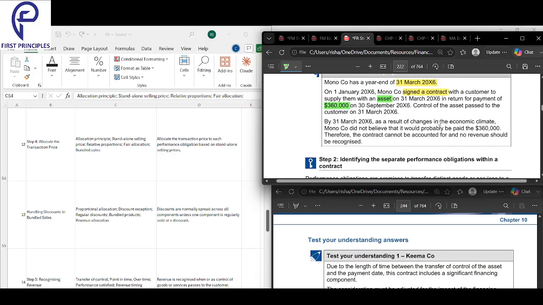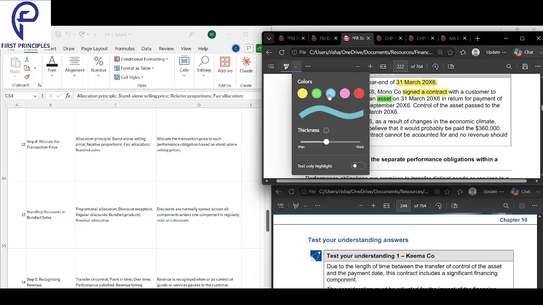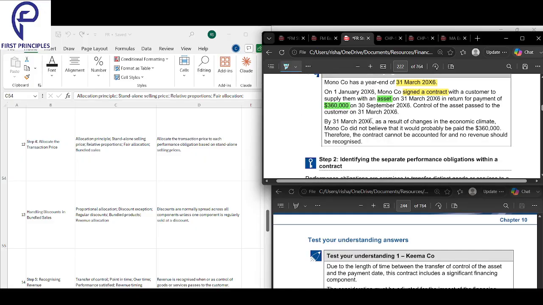By 31st March, as a result of a change in the economic climate, Monaco did not believe that it would probably be paid 360. The transaction happened on 1st January and control passed in 3 months, by 31st March. But on 31st March 2006, it was not probable that he would get the payment. Therefore, the contract cannot be recognized and no revenue should be recognized.